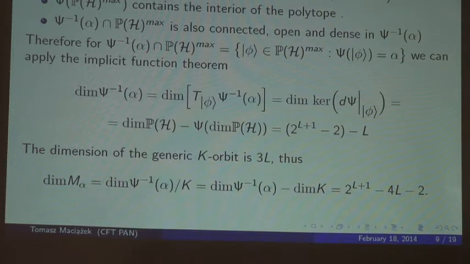Okay, so the dimension of the reduced space is this number minus the dimension of the group K, because we said that the K orbits are of maximal dimension, and the generic K orbit has dimension 3r. It is the dimension of the group. For SU(2), the dimension of the group is 3, and we have L copies, so it is 3r.